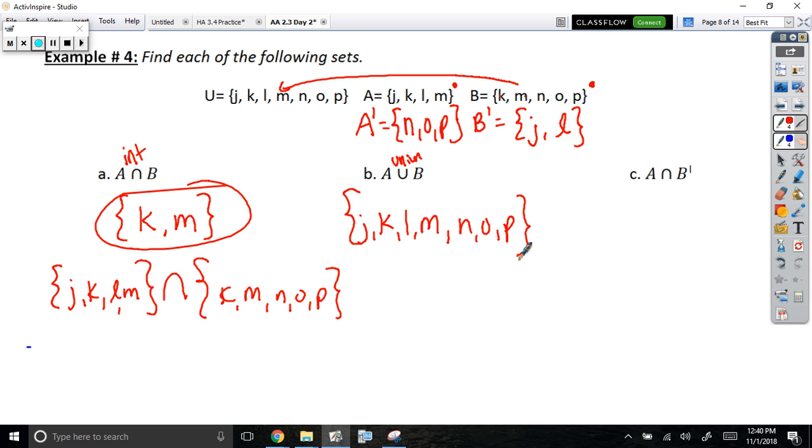All right, now we have A intersect not in B. So I'm comparing A with the not in B. So those are the two sets I'm looking at right now, and I'm looking for the intersection. So what do they have in common? A J and an L.